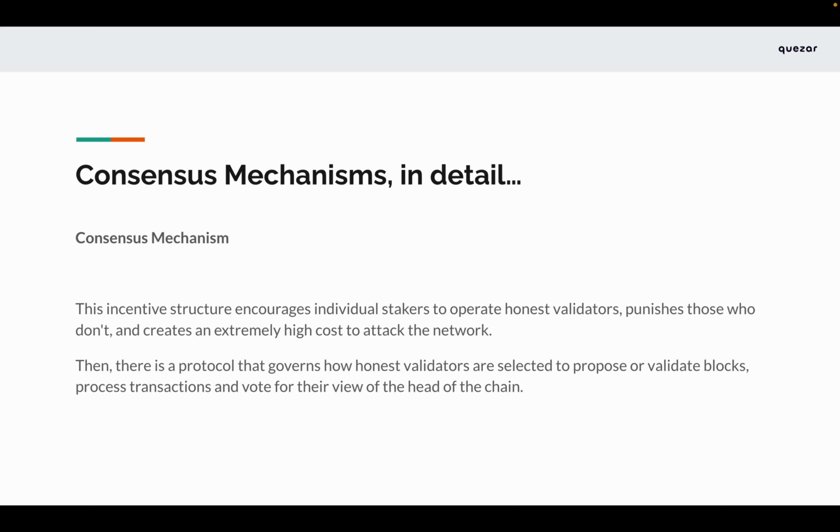Because ultimately, when you do the math yourself, it would economically make much more sense to operate an honest validator and add to the good of the network instead of trying to hack it and lose all your collateral. So the entire incentive design is done in such a way that you'll be much more profitable if you work in favor of the network as compared to if you try to attack it. There's another protocol that decides how honest validators will be selected to propose or validate blocks and vote for their view of the head of the chain.